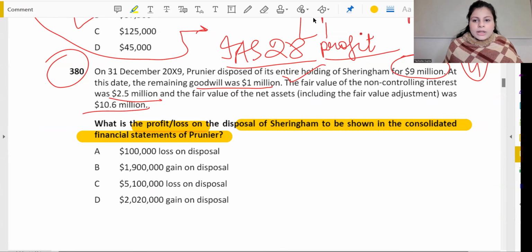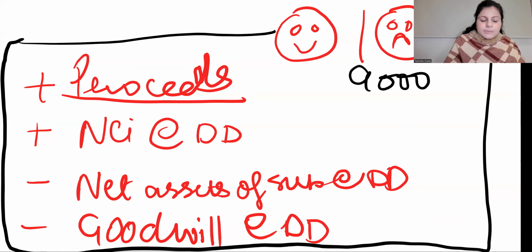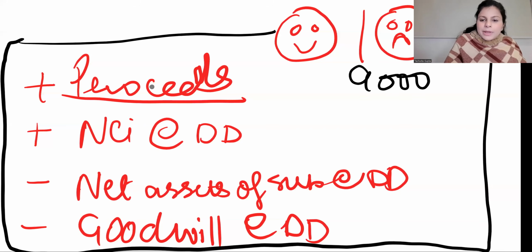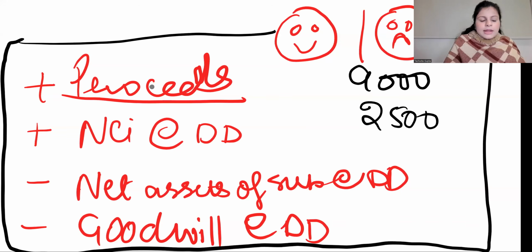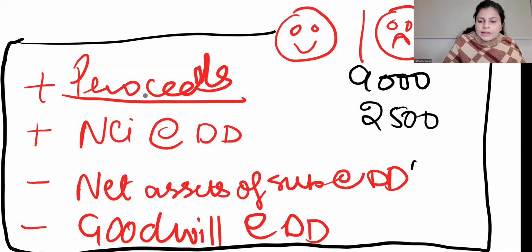What's happening here? What is my proceed? My proceed is given to me in the question as 9 million, which is 9,000. What's my NCI on disposal date? My NCI on disposal date is given to me as 2.5 million, so that is 2,500. So I'm happy about losing it. Then my net assets of the subsidiary at disposal date are given to me as 10.6. So I am sad about losing them, so I'll deduct it: 10,600.